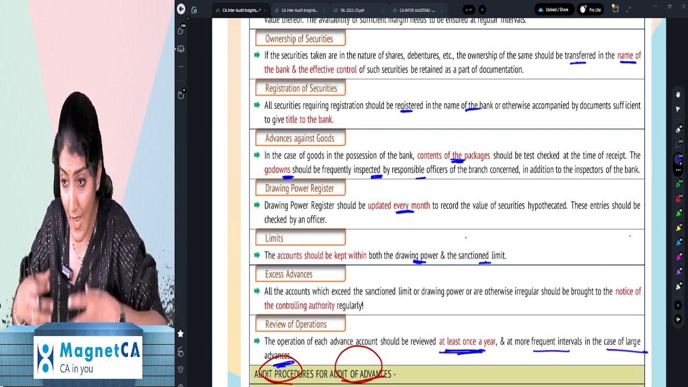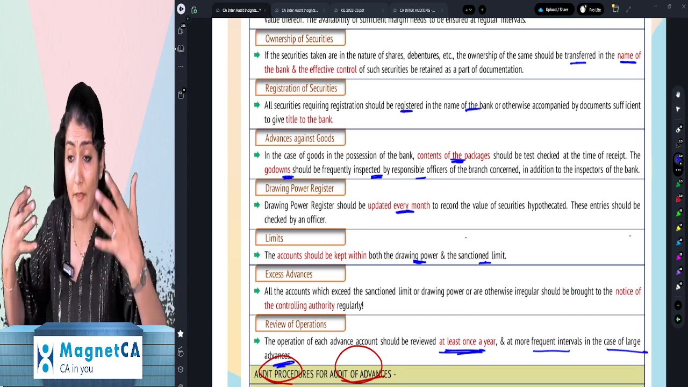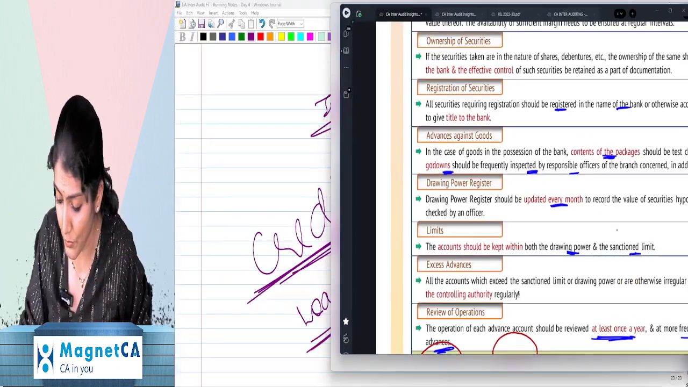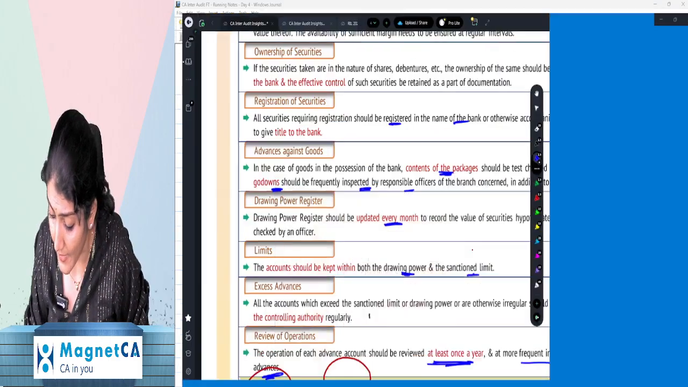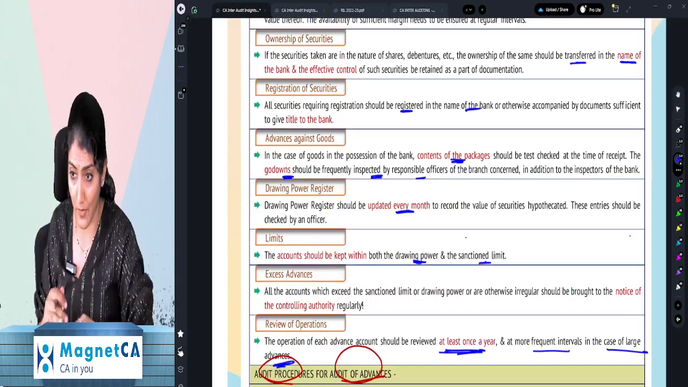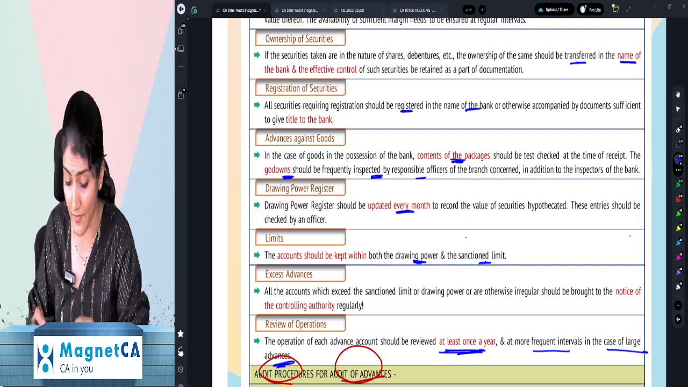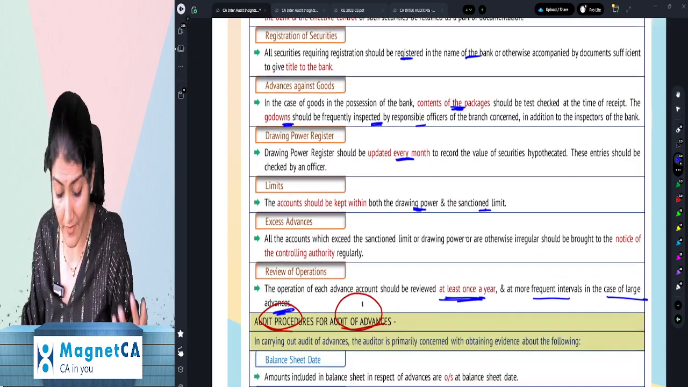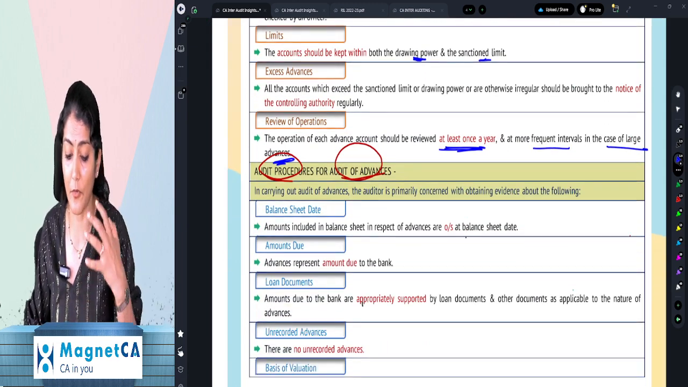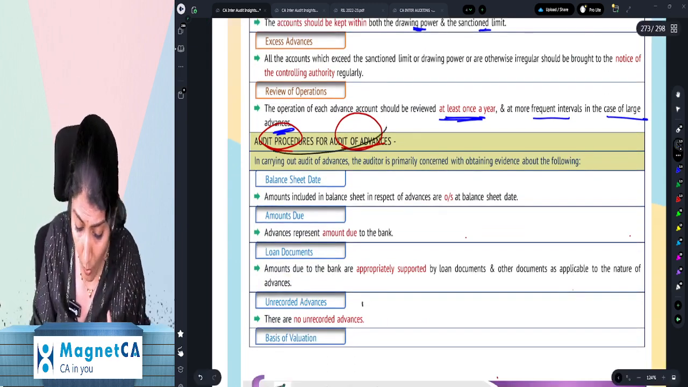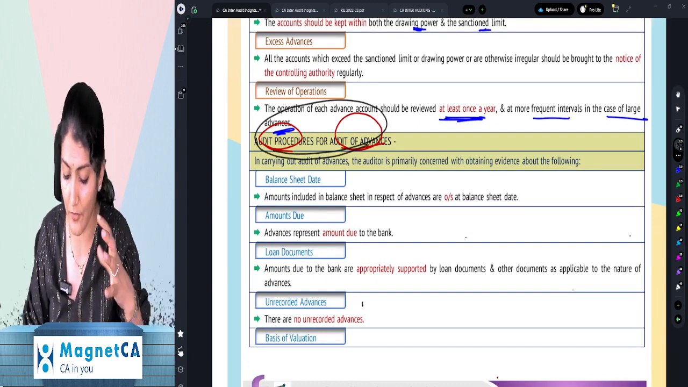And so this is at the time when the loan is being sanctioned by the bank. The bank needs to be very vigilant. It first has to do the proper assessment of the creditworthiness of the borrower, right? The loan documents, the security, the margin, the register, the goods, right? Then whether it's within the limit, has it exceeded the limit, and the review of the operation. Right? Then after that, we talk about the audit procedures for the audit of the advances.